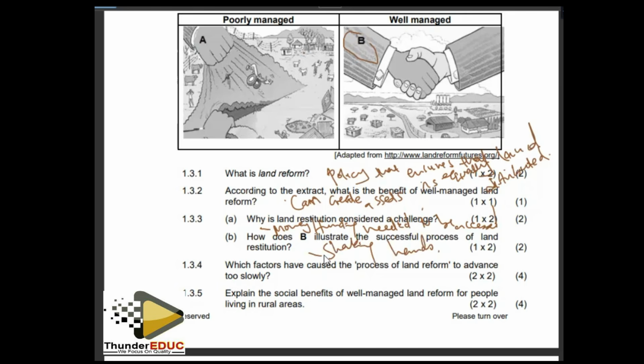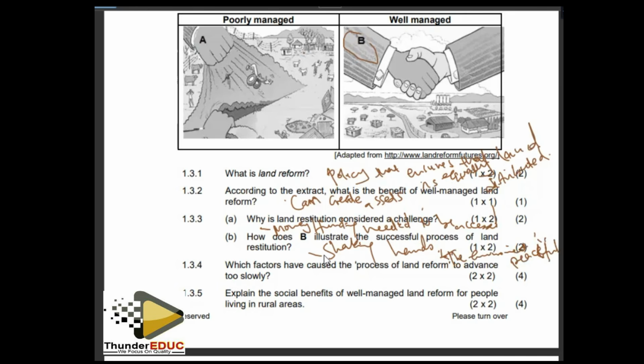Besides the shaking of hands, you can say the environment is peaceful. So any of those ones. Remember, you look at the mark allocation, it is 1 times 2. That means one answer, 2 marks. Okay, we'll go to the next question.